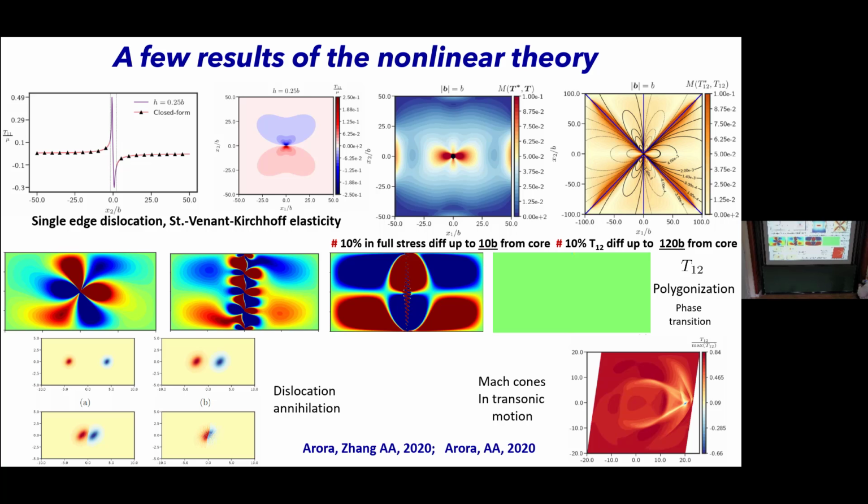No. If you plot along the x-axis, yes, errors are 0. But plot along other directions, you look at it a little more carefully. 100 Burgers vectors from the core, there are 10% differences instead. There are differences if you do the finite deformation theory. These are finite deformation calculations.